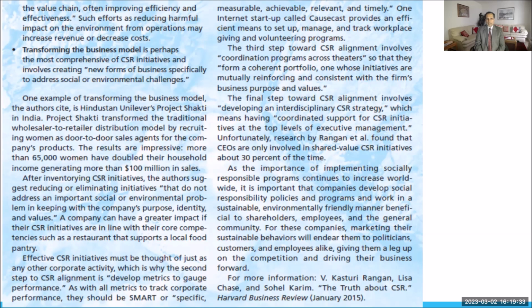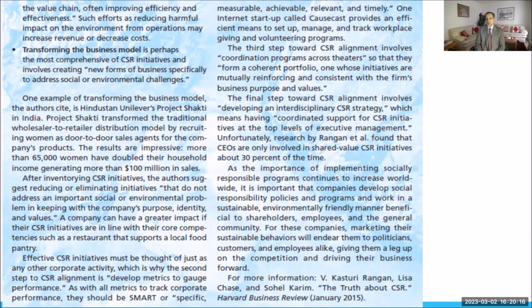Effective corporate social responsibility initiatives must be thought of just as any other corporate activity, which is why the second step to corporate social responsibility alignment is to develop metrics to gauge performance. As with all metrics to track corporate performance, they should be SMART. In other words, specific, measurable, achievable, relevant, and timely. One internet startup called CostCast provides an efficient means to set up, manage, and track workplace giving and volunteering programs.